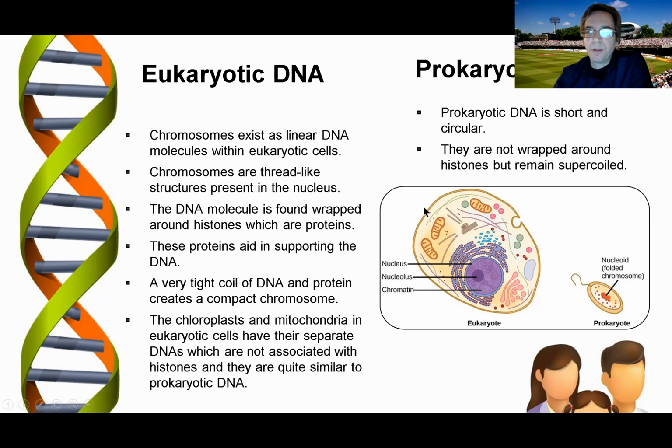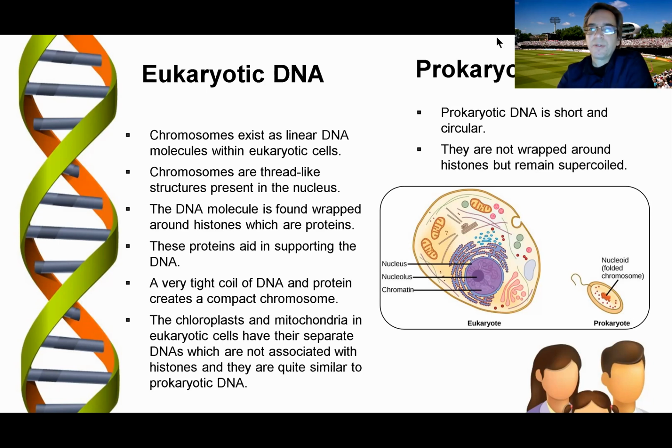We're going to mention a bit about ribosomes shortly. Chromosomes exist as linear DNA, i.e. straight, within eukaryotic cells. Chromosomes are thread-like structures found in this part here, which is the nucleus. So just here is the programming center of every single cell, containing thousands of meters of DNA. And the DNA molecule is found wrapped around histones, which are proteins, which give DNA structure and support.